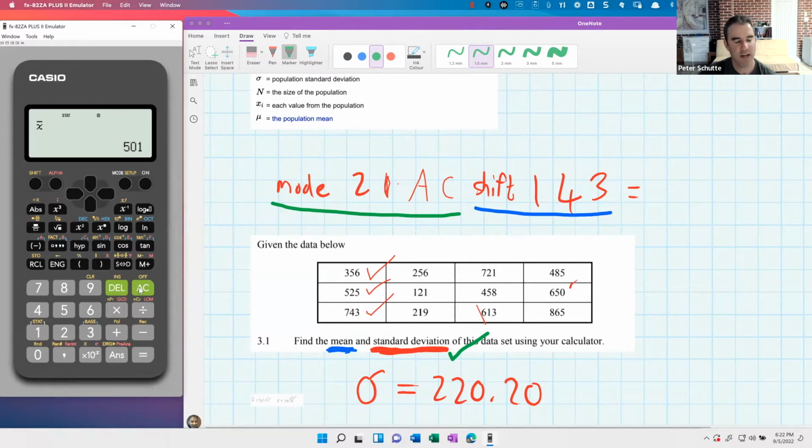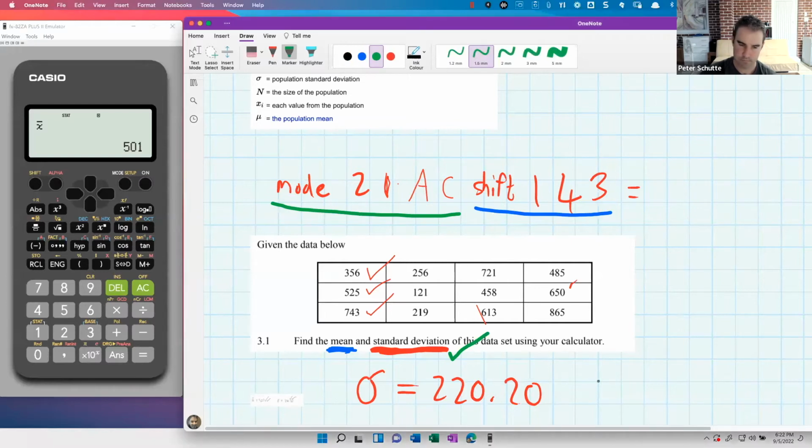So just check that you get that mean of 501 for this data set. Check that you get that. Okay, so what I've been showing you now is how to calculate mainly the standard deviation using your calculator, but you can also get the mean.